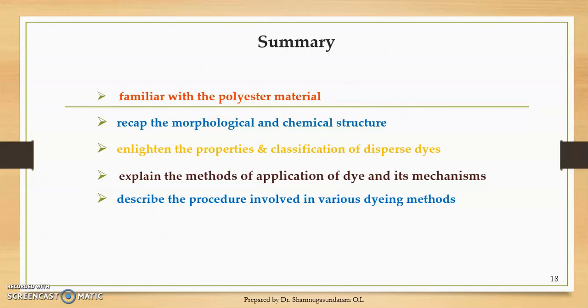So this is the summary of today's lecture. We became familiar with the polyester material. We have covered the morphological and chemical structure of the material, enlightened the properties and classification of dispersed dyes, explained the methods of application of dyes and their mechanism. And finally, the procedure involved in various dyeing methods. So this is the summary of today's lecture.